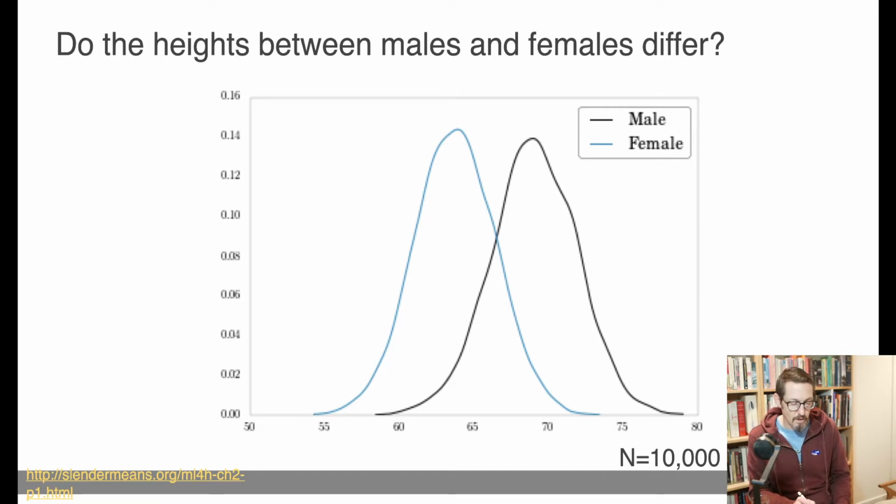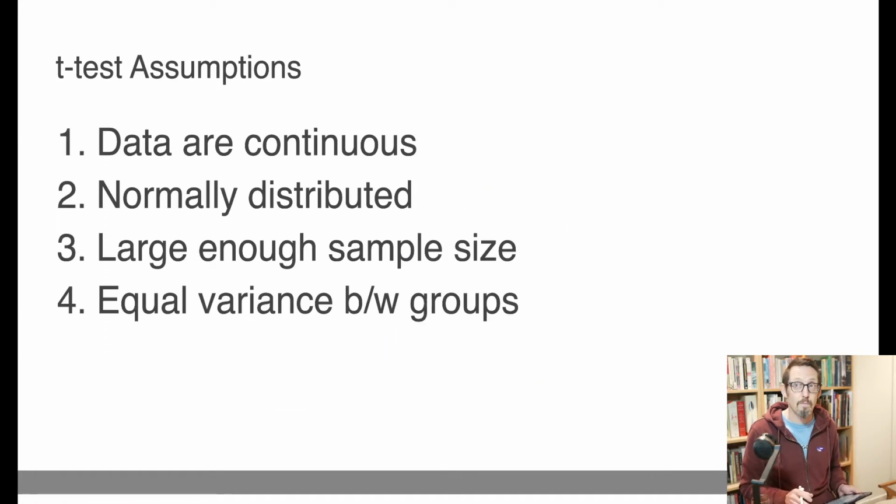But obviously, there are some very tall females heading up well over 70 inches. And there are some fairly short males. So this is 10,000 data points here. Well, we want to ask, do the heights differ between these two? Okay, so we're going to apply students' t-test.